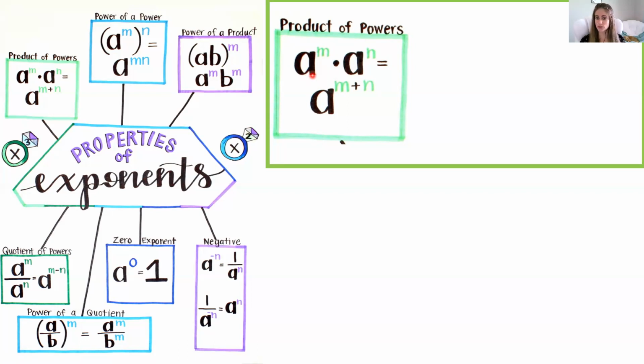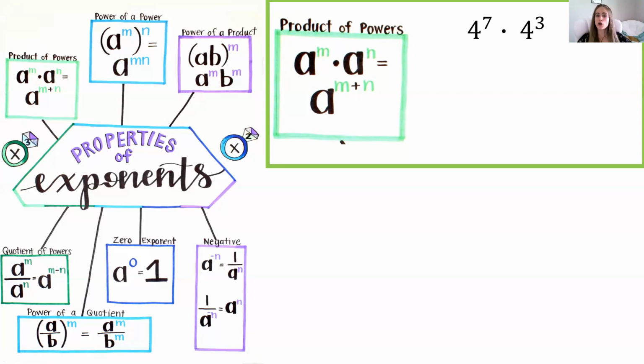When we have two of the same base, a to the m times a to the n, our product rule says that you can simplify by adding the exponents. So when the bases are the same and they're being multiplied, you add the exponents. All right, let's see what that looks like with an example.